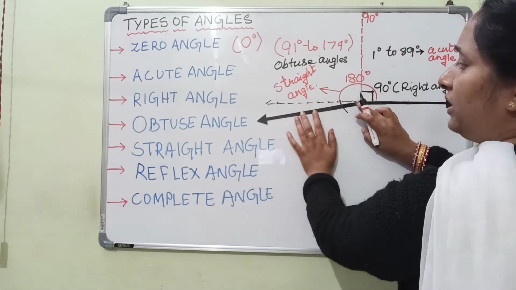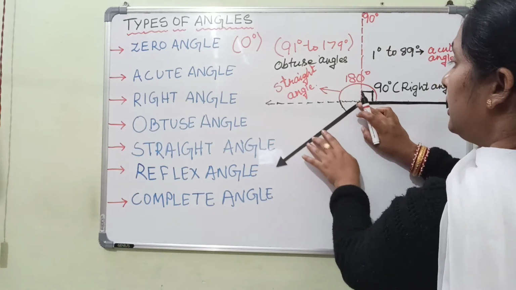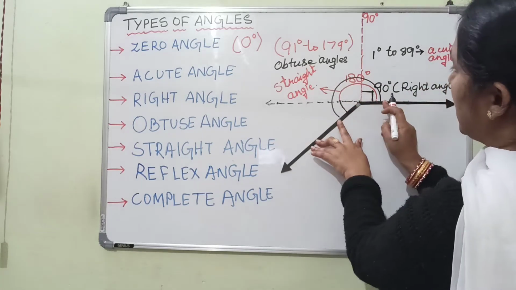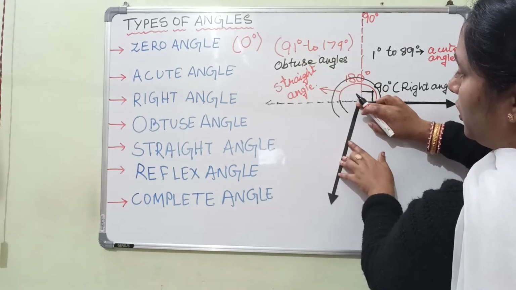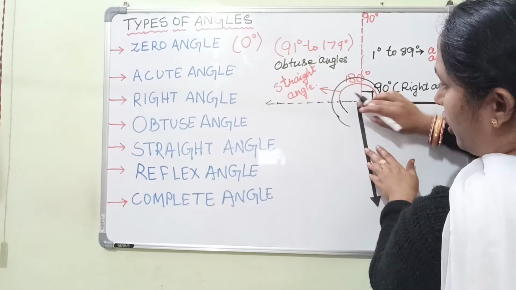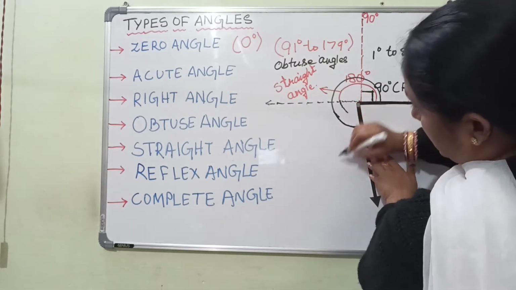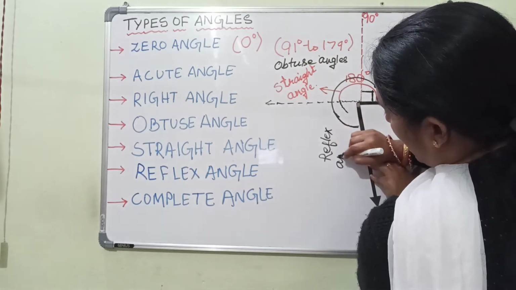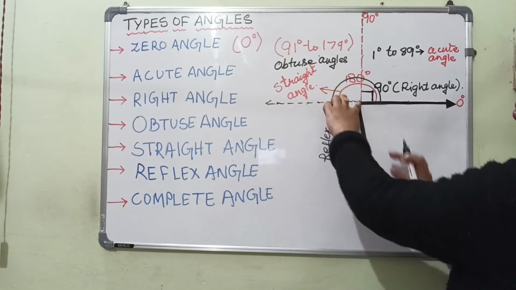Now when I am moving the movable arm a little bit forward from the straight angle, whatever angle is formed starting from 0 degree till here, or further if you keep on moving, all these angles will be called reflex angles. What will they be called? Reflex angles.